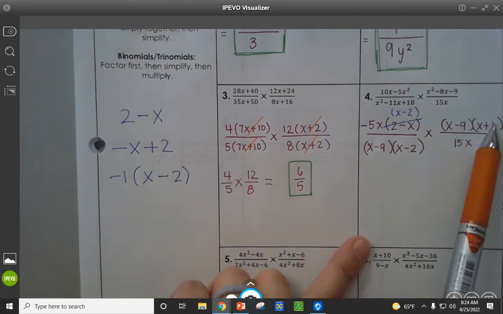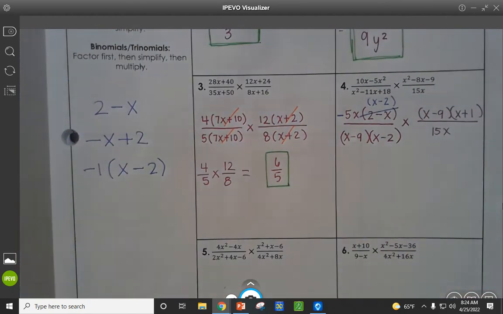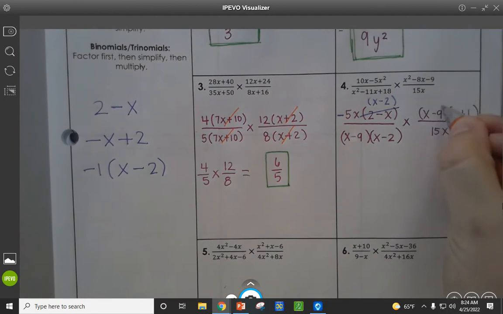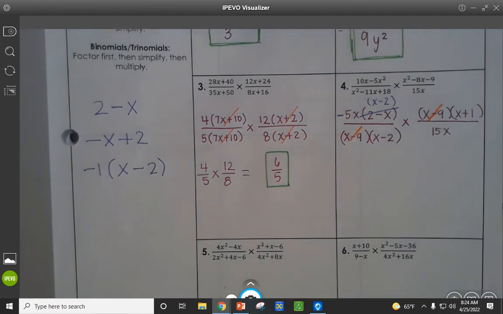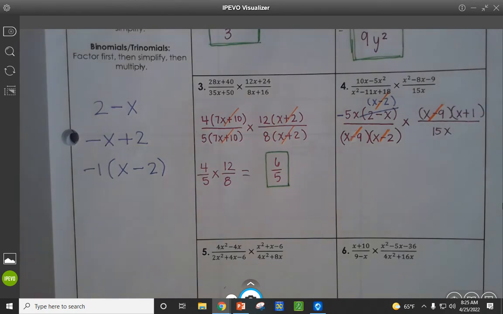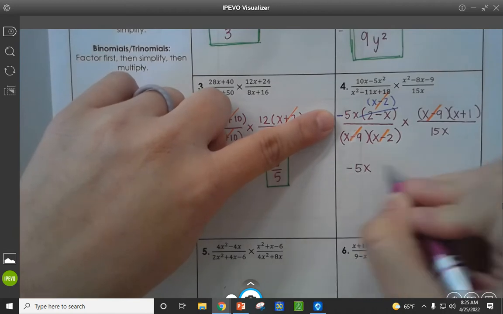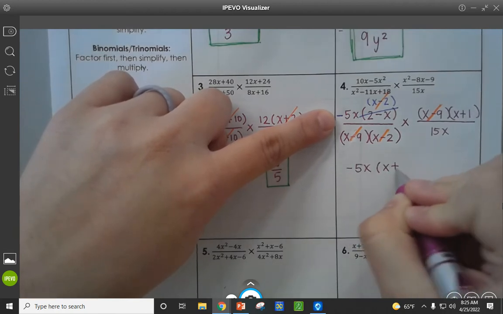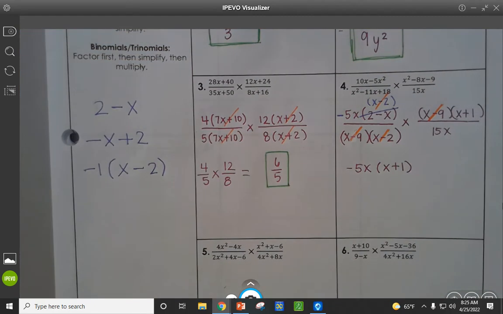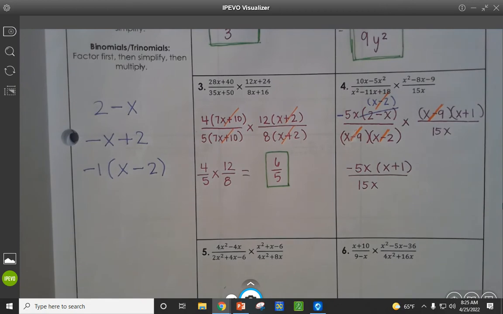Now, anything from any of the numerators can cancel with anything in any of the denominators. So they don't have to be on the same fraction. So these x minus 9s can cancel. And now I have x minus 2s that cancel. And so that leaves me with negative 5x and then an x plus 1 in the numerator and a 15x in the denominator.